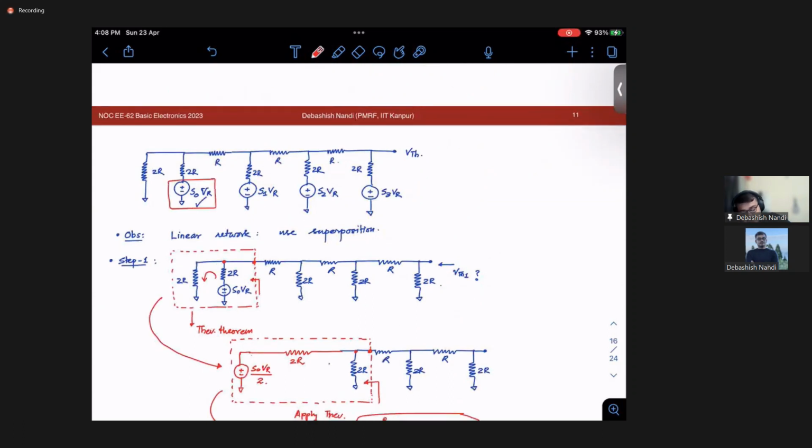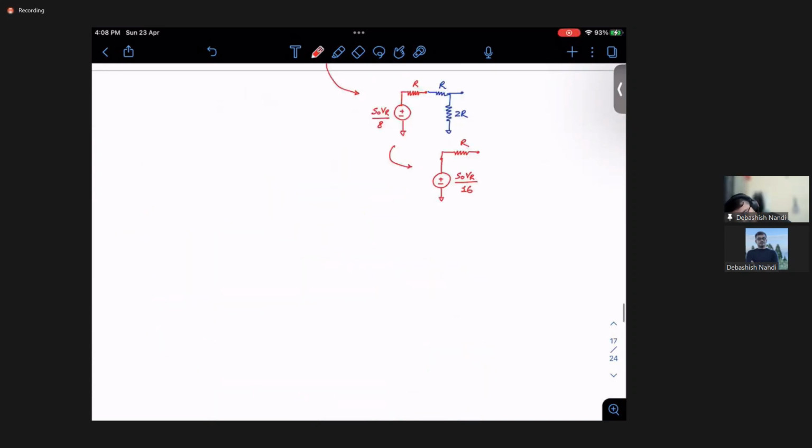Now similarly if you do this for the other sources and use superposition, what will you get as the final VTH? This is nothing but VTH1. Similarly, your VTH would be S0 VR by 16 plus S. You can check this.